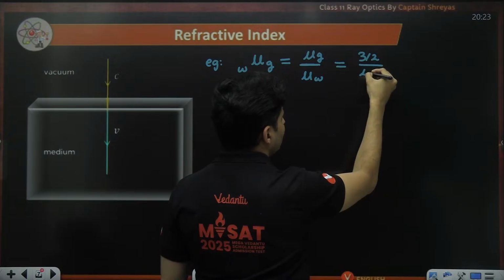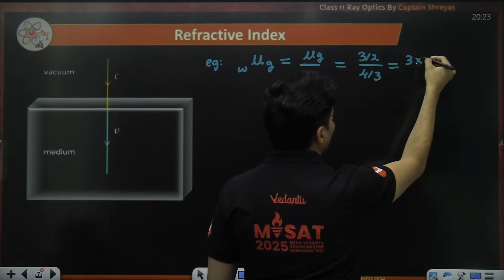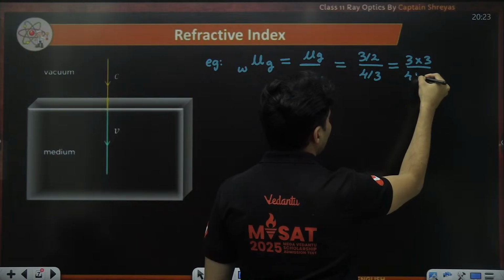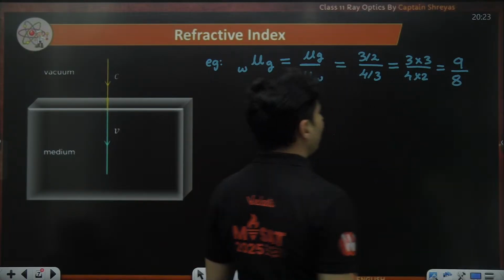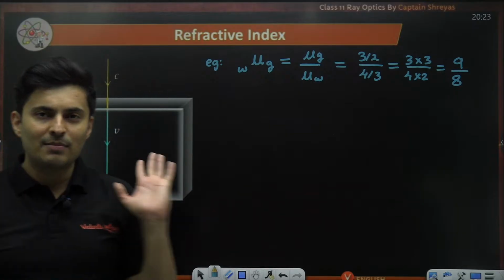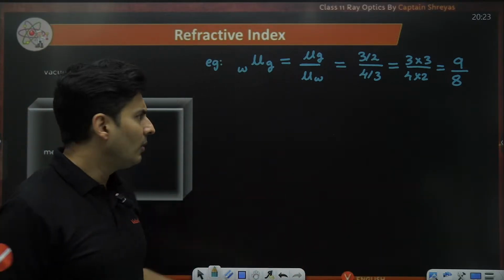And for water, it is 4 by 3. So 3 goes on the top, so 3 multiplied by 3, and 2 comes below, 4 into 2. So this will be nothing but 9 by 8. This is nothing but 9 by 8. Very simple. Everyone clear? Straightforward?